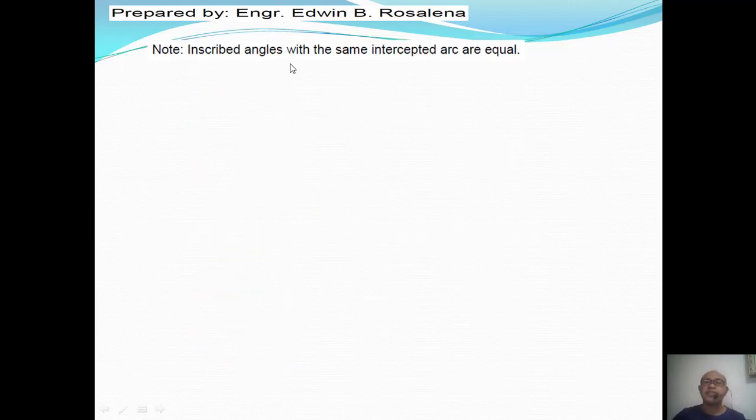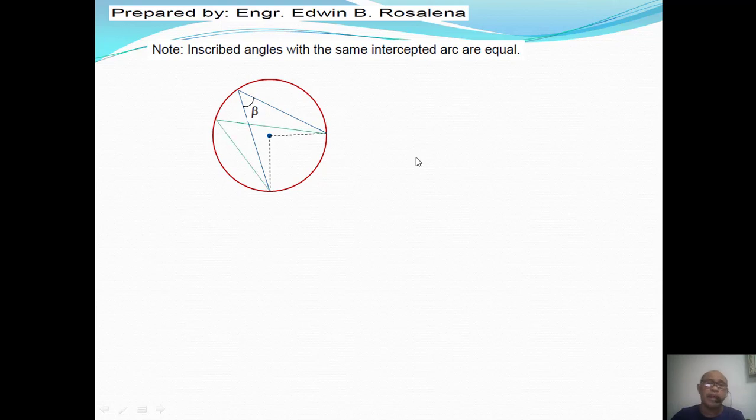Note, inscribed angles with the same intercepted arc are equal. So in a circle, if you draw many inscribed angles with the same intercepted arc, then the measures of the inscribed angles are equal. For example, I have this inscribed angle, the intercepted arc is here, and this measures beta. If I draw another angle with the same intercepted arc as the blue angle, then the measure of that is also beta. So the measure of this green angle is also beta, because we have the same intercepted arc. We can draw another inscribed angle with the same intercepted arc, and the measure of that red angle is also beta. So that is coming from property number 2.